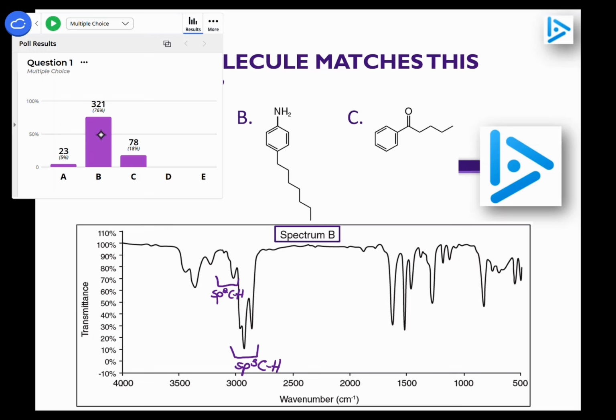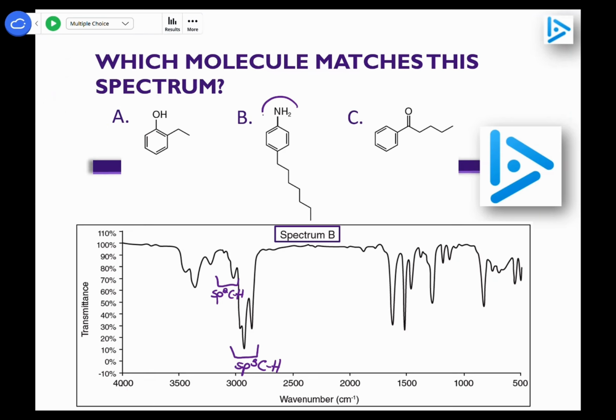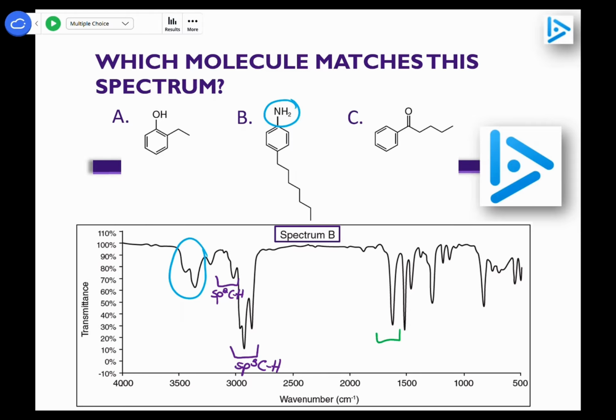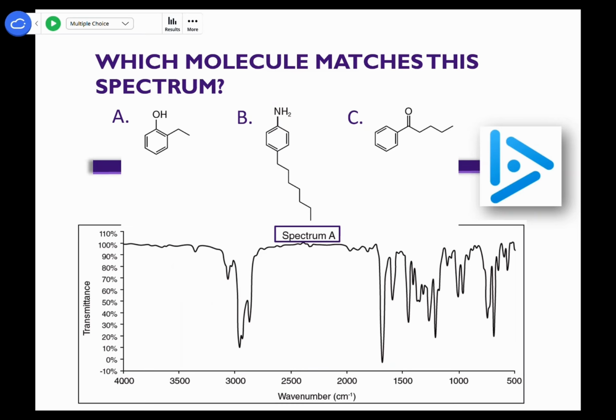Okay, 3/4 went for B, and I agree. The unique feature here is that amine, that primary amine peak, it's nice and diagnostic because it's that double peak that we have happening there. It could have been confused a little bit with this peak over here, but this one is just our carbon-carbon 1.5 bond. One more iClicker question.